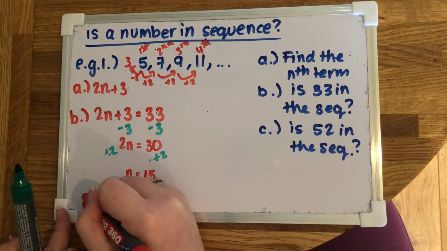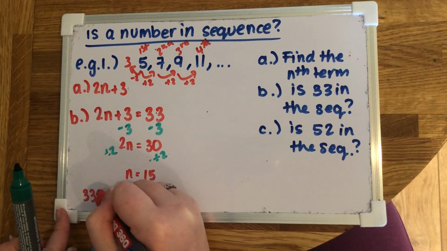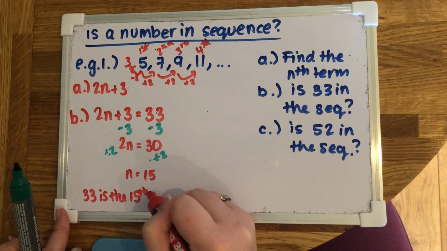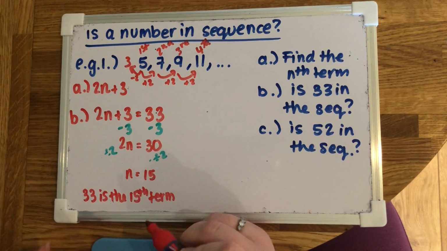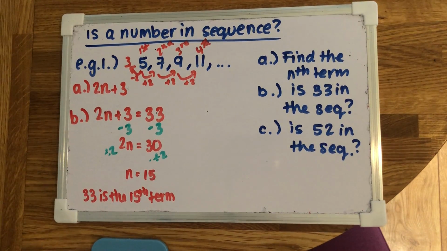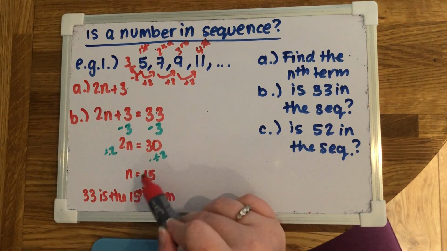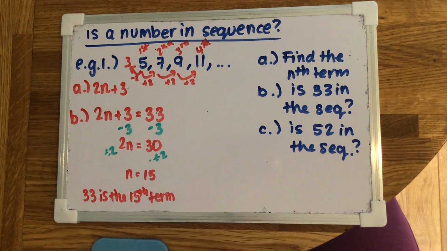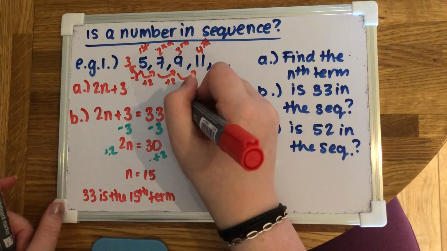So this is telling me that 33 is the 15th term in the sequence. Okay, so it's ended up being a whole number, or an integer if we're being posh. So that tells us which number in the sequence it is.